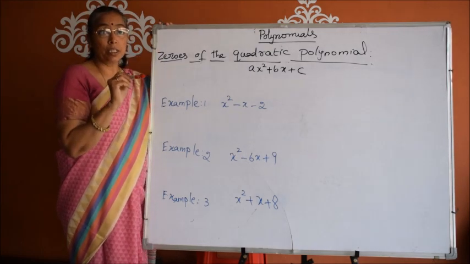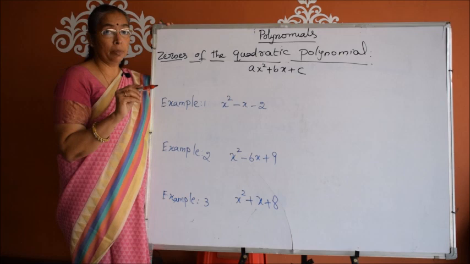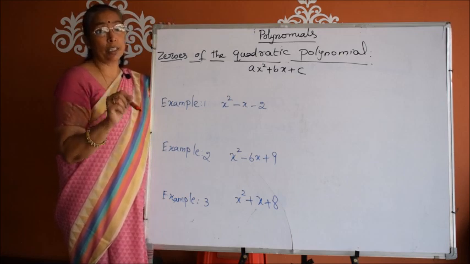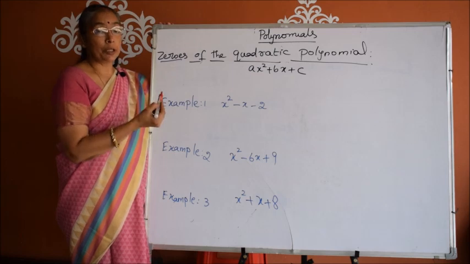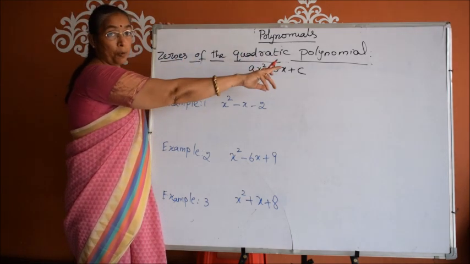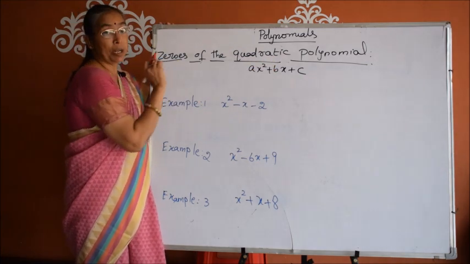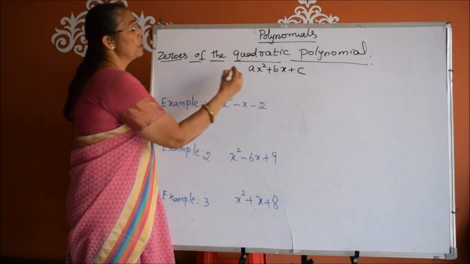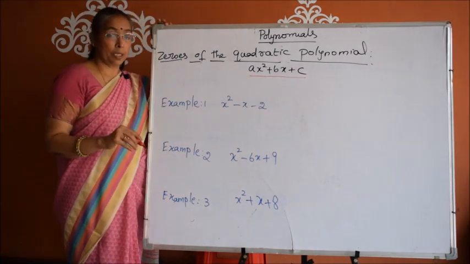Already you have learnt what is the zero of the polynomial. The zero of the polynomial is nothing but the value of x for which the polynomial becomes 0. Now, in this video, let us see how we can find zeros of the quadratic polynomial and how many zeros we are able to find for the quadratic polynomial.